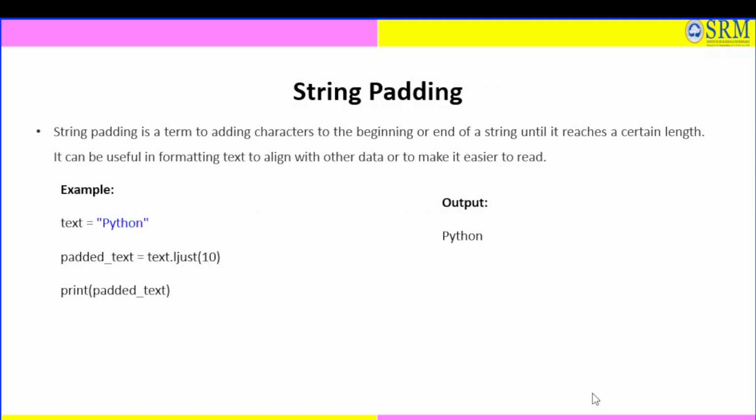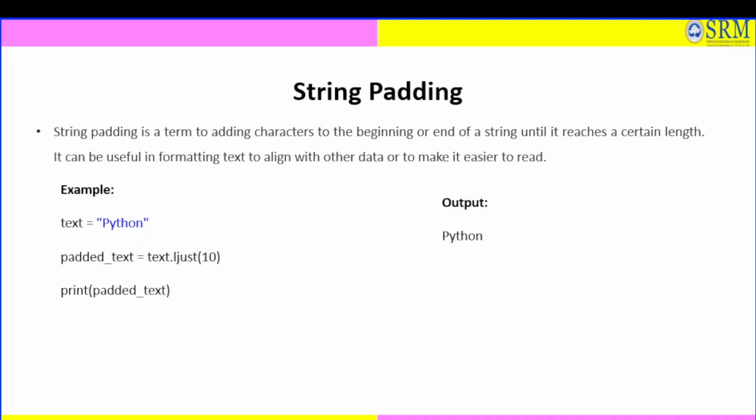So the first concept is called string padding. String padding is nothing but adding characters to the beginning or to the end of the string until it reaches a particular length. It is particularly helpful in formatting text to align with other data, or to make it easier to read.